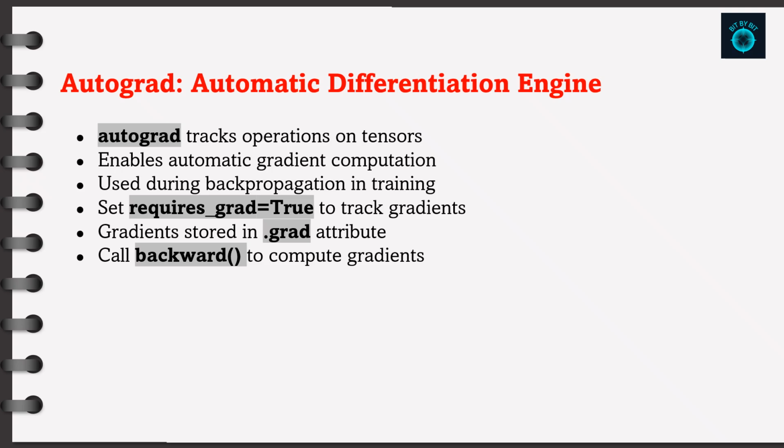When you call the backward function, PyTorch uses the chain rule to calculate gradients for all tensors involved in the computation. The resulting gradient for each tensor is stored in its .grad attribute. This system makes it easy to compute gradients without writing complex derivative code manually. It's a core part of how backpropagation works in neural network training.